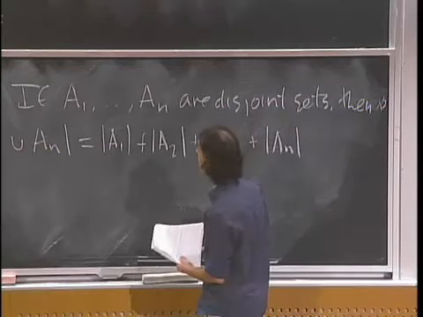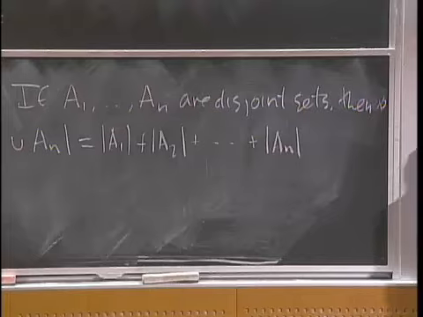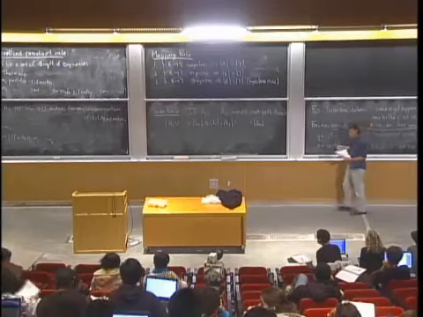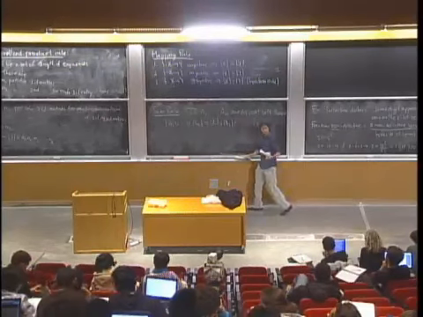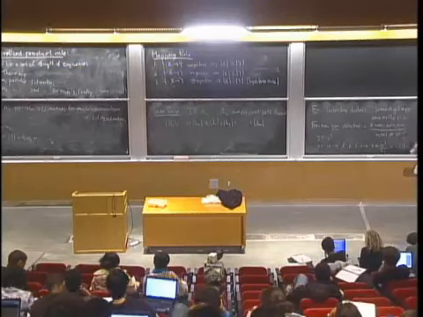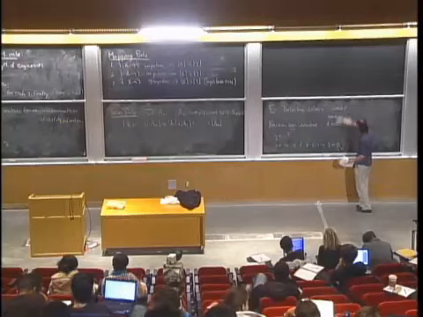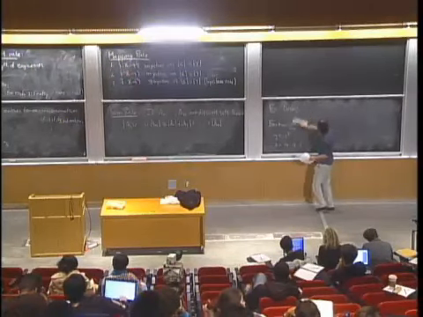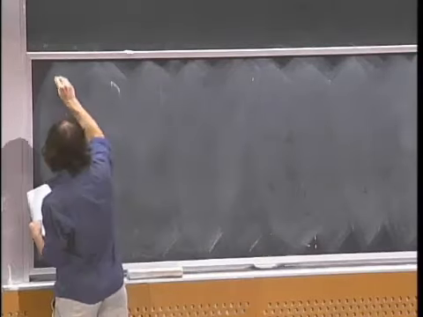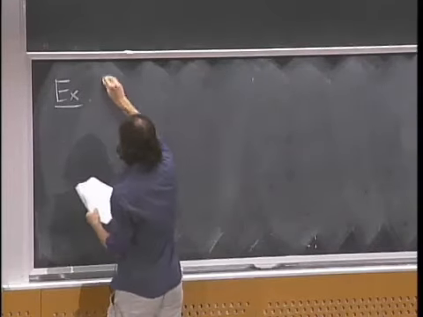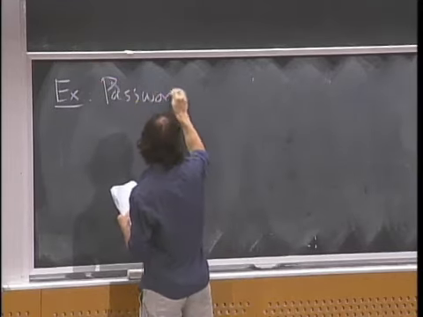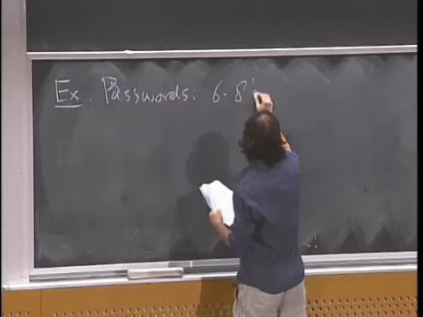But let's give now an example where we count the number of passwords with certain properties, and we will apply all these different rules together. And that's the type of problems that you would like to be able to solve. So in our last example here, we have that passwords have the following property. They are 6 to 8 symbols. So that's property 1.